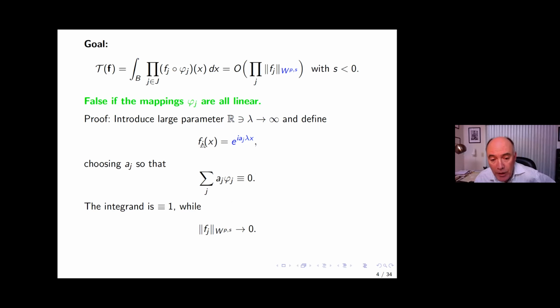And then if I plug in these particular functions f_j into this product, then what happens is that the exponents all sum up to 0. The integrand is identically 1. And so it certainly doesn't tend to 0 as lambda goes to infinity. But if the exponents a_j are not 0, then these functions do tend to 0 as lambda goes to infinity in any negative order sublevel norm. All right. So in the case where all the mappings are linear, the inequality I want is certainly false.